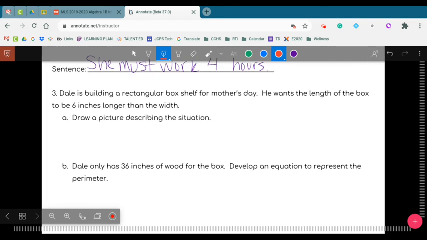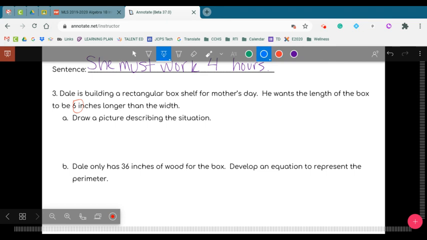It says, Dale is building a rectangular box shelf for Mother's Day. He wants the length of the box to be 6 inches longer than the width. So I'm going to go through and I'm going to circle my numbers. So he's building a rectangular box for Mother's Day. He wants the length of the box to be 6 inches longer than the width.